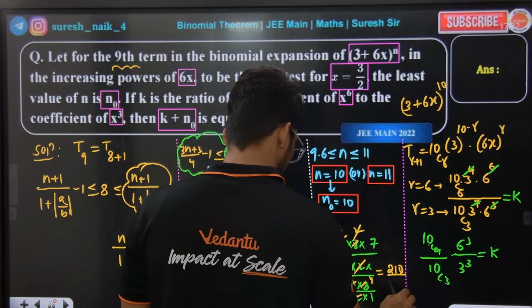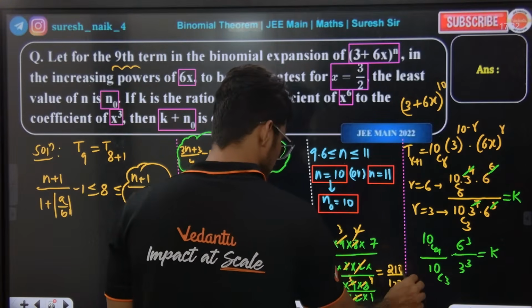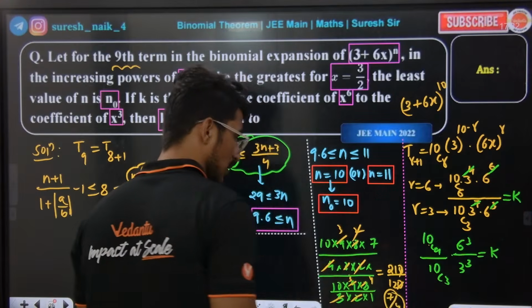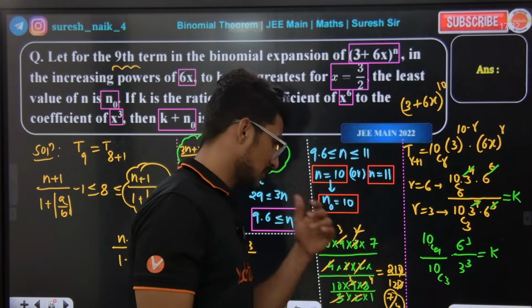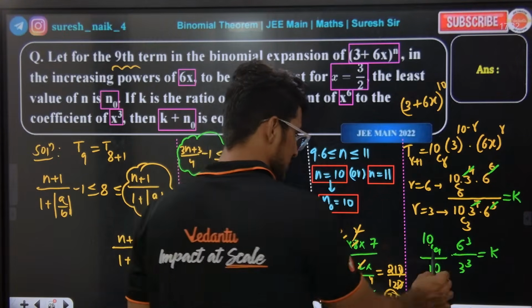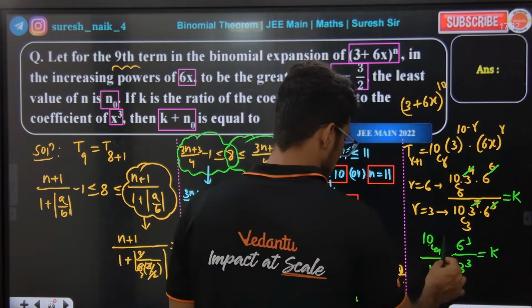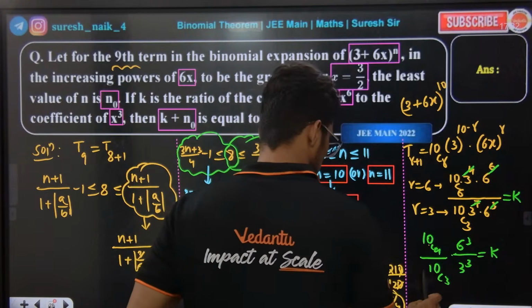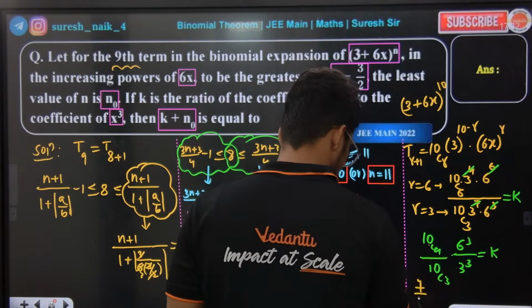30 into 4, 120, sorry. So 21 by 12. So 7 by 4 I'm getting. Correct or not? 3 sevens and 3 fours. 7 by 4. Your answer 7 by 4. Correct? So on simplifying, we are getting 7 by 4.